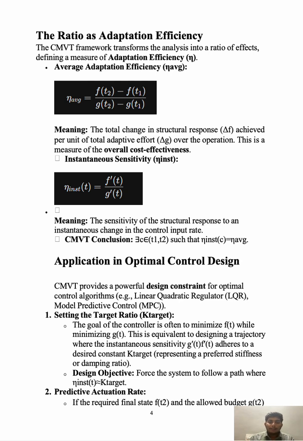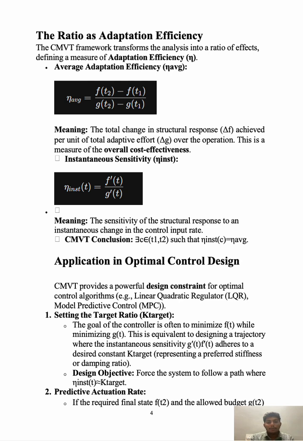Instantaneous sensitivity, eta inst, is equal to f dash of t by g dash of t, meaning the sensitivity of the structural response to an instantaneous change in control input. The CMVT conclusion says that at the instant c, eta inst is equal to eta average. Application: optimal control design.